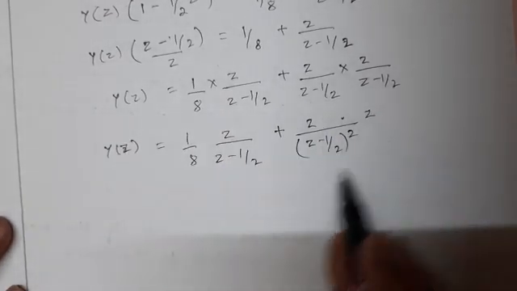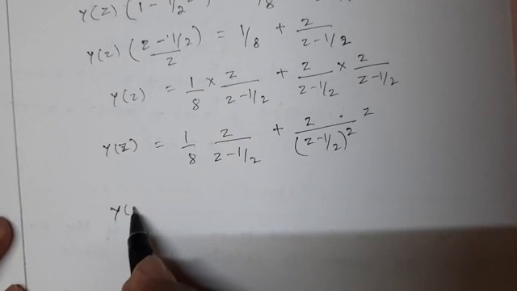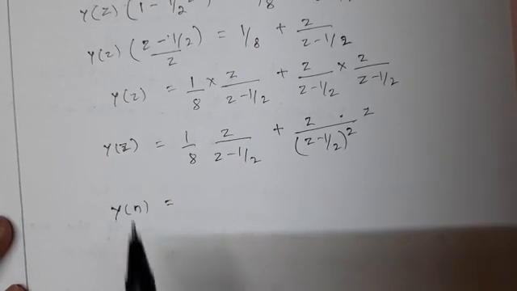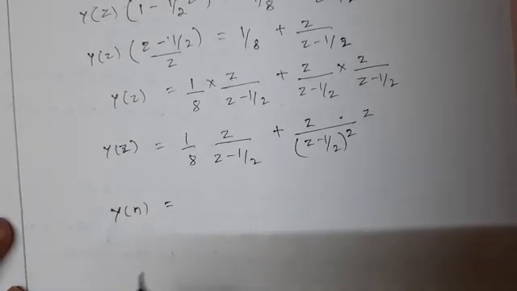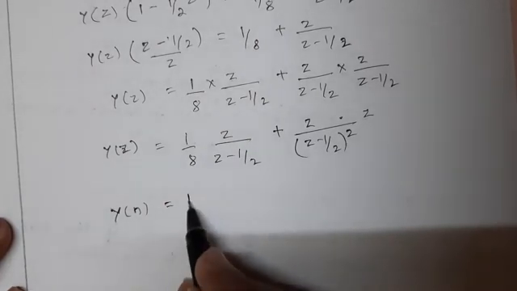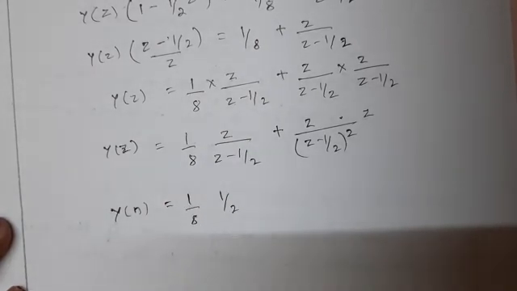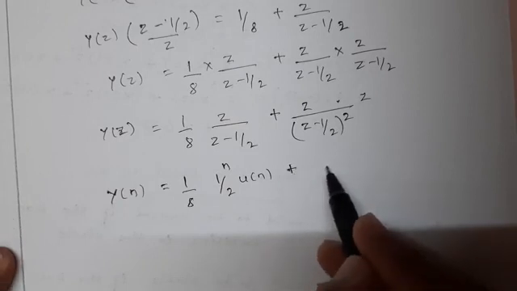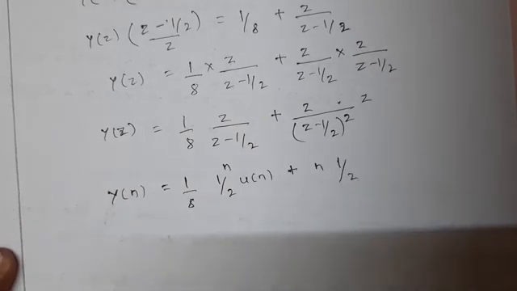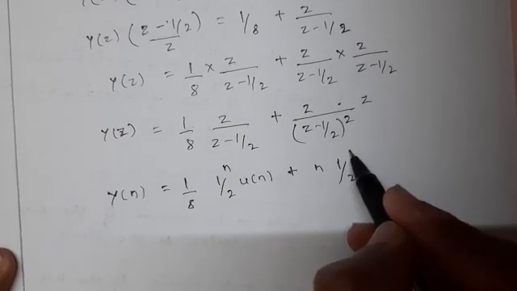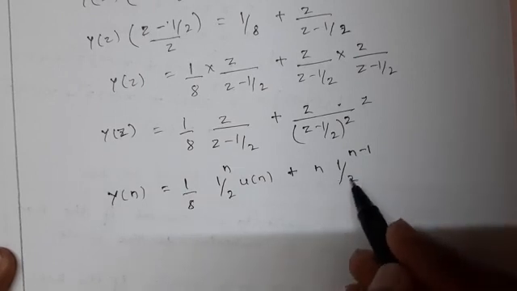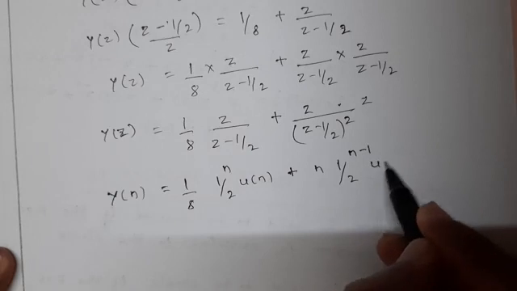Now the inverse z transform of this, y of n equal to, you know that when you want to write the inverse z transform, you should know the ROC. But as the initial conditions are given, obviously it is a right-sided sequence, and hence it will be a positive time exponential sequence, half to the power n u of n. And this is n half to the power n minus 1, using the property, n half to the power n minus 1 u of n.